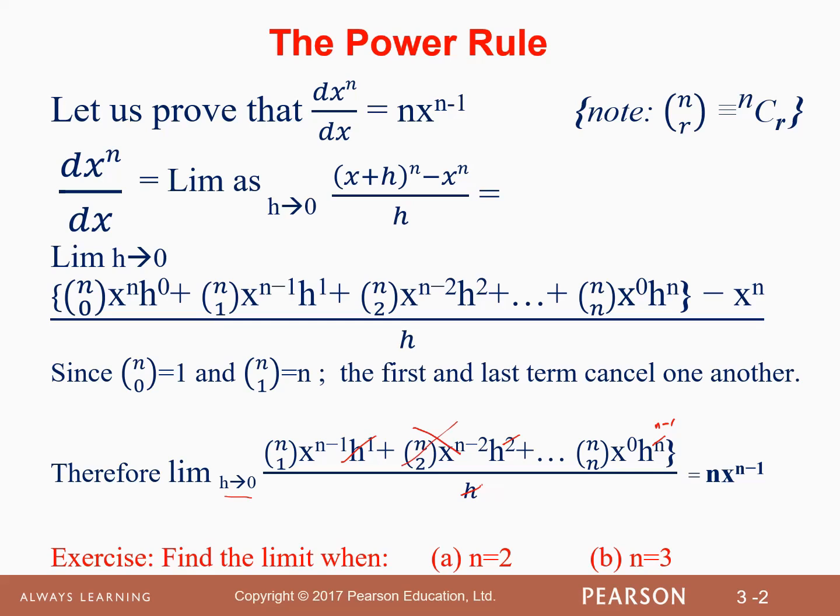It's going to be cancelled all the way. Every term is going to be cancelled. The only term that will survive is the first term. The first term is n choose 1 of x to the power n minus 1. We just said that n choose 1 is equal to n. So since n choose 1 is equal to n, we're going to plug that in. So it's going to be equal to n x to the power n minus 1, which is the result we're looking for, which is right here.